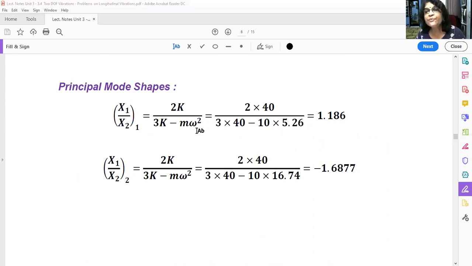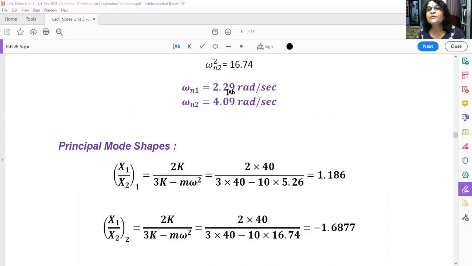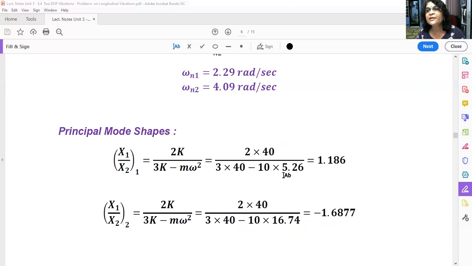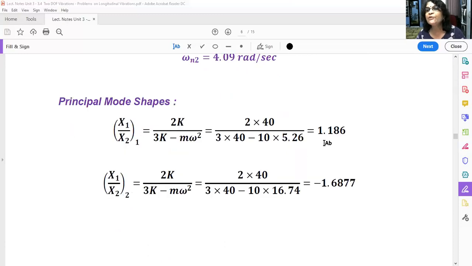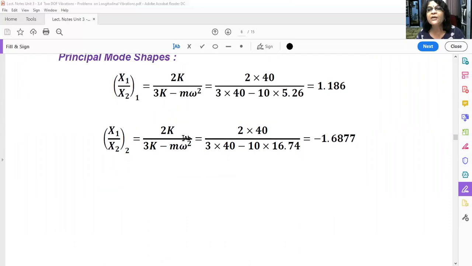What you have to do now is simply put the value of omega n1 here. It is 5.26. K is given to you, m is given to you, and omega n1 we already found out. That is, omega n1 square is 5.26. Here it is omega n1 square. So you will get the first mode shape value 1.186. Similarly, for the second mode shape, use the same equation, but put the second value of natural frequency, that is 16.74. You will get the second mode shape, that is minus 1.6877.